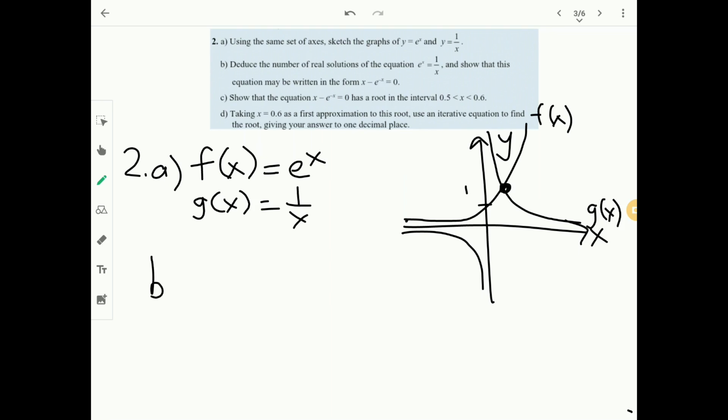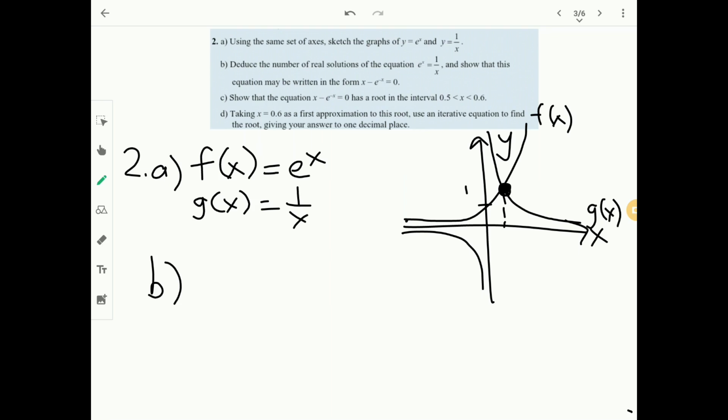Important point. B. Deduce the number of real solutions of this equation e^x equals 1 over x and show that this equation may be written in the form x minus e^(-x) equals 0. Well, now if you can see, there's only one point where they're intersecting, so it has one real solution.